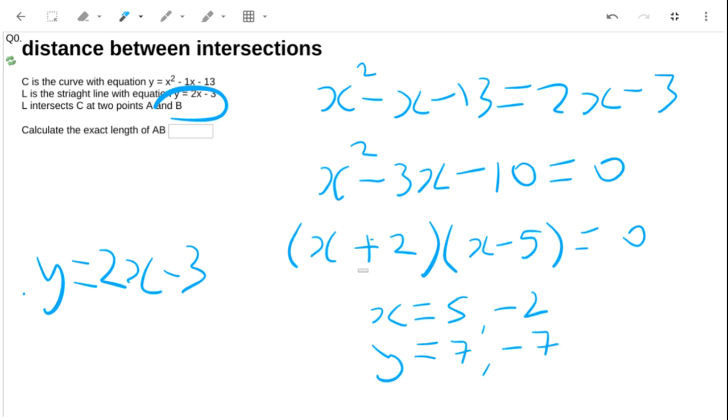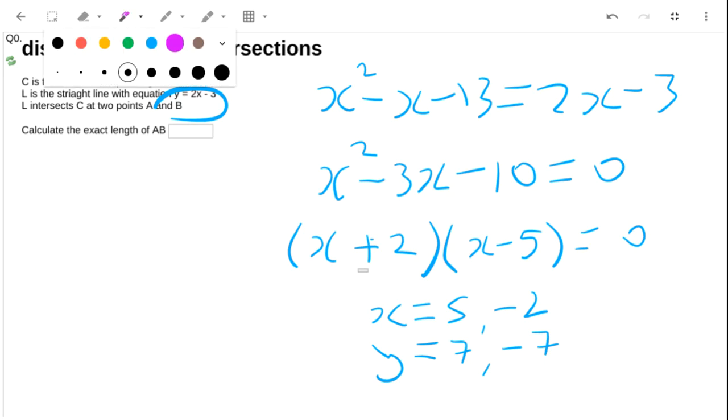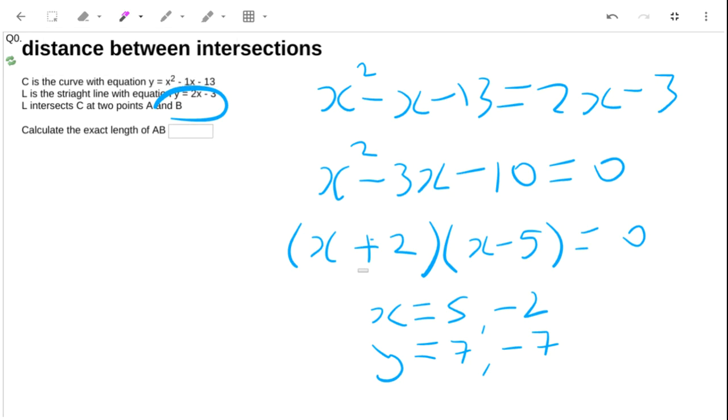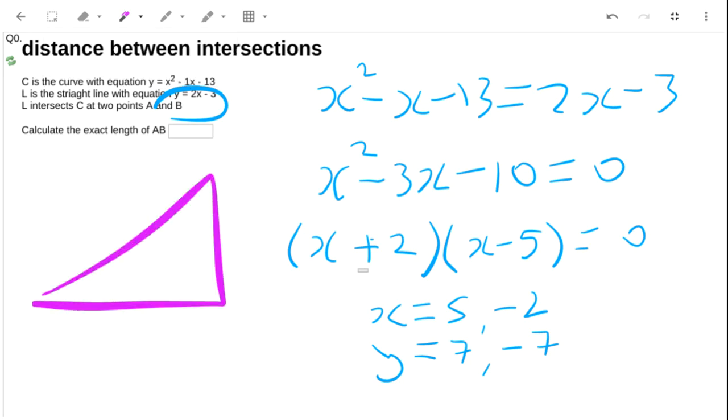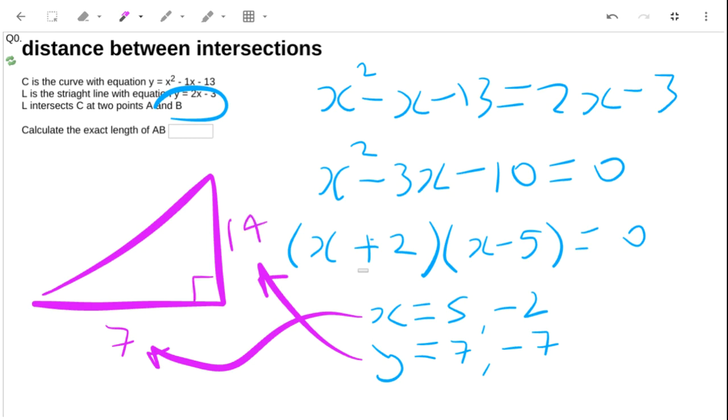To get the distance between these two points, you could draw a sort of triangle, I suppose, or it's a bit like a Pythagoras type of distance, where the difference in the two x's is 7, and the difference in the y's is 14. And then I just use Pythagoras.